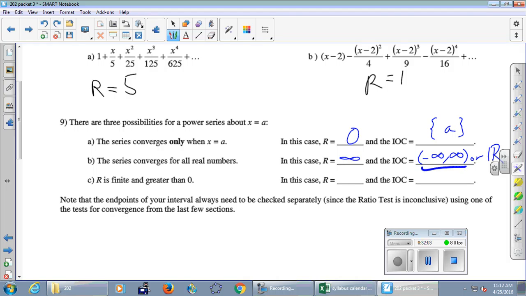Well, with parentheses, it's an open interval. Yeah, if we have brackets around it, it would be a closed interval.